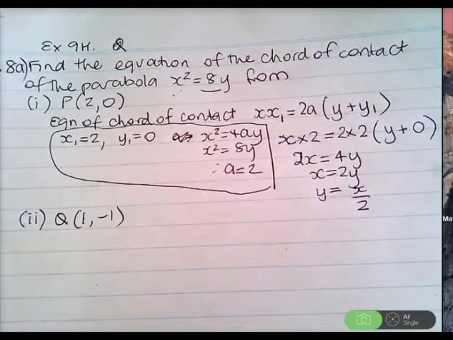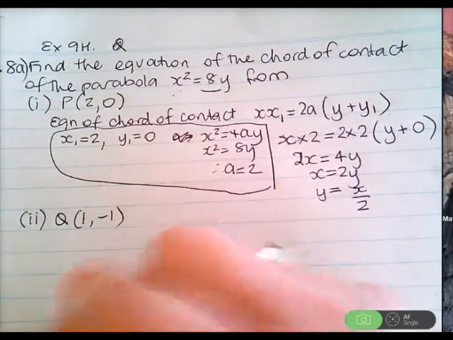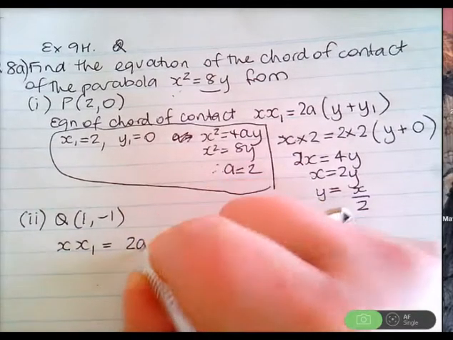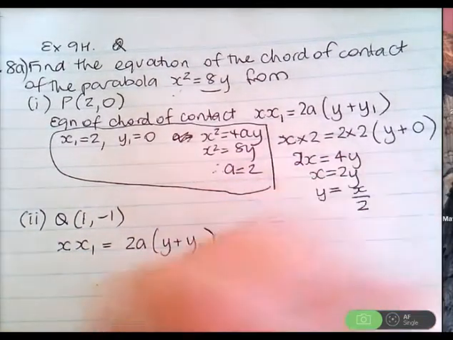Okay? Now, can you do the equation of the chord of contact from this point? So x times x1 equals 2a times (y plus y1). What do we substitute in?